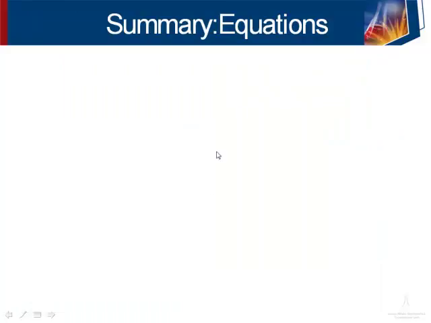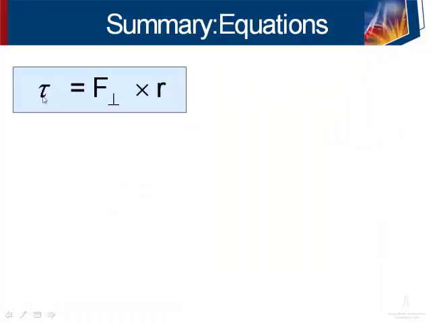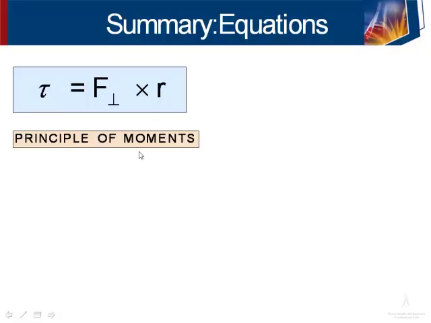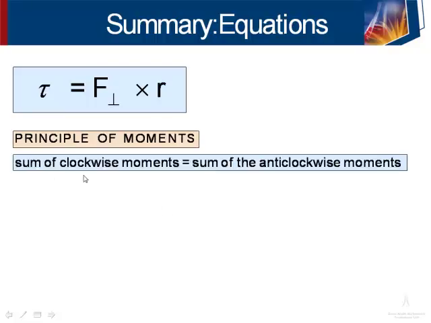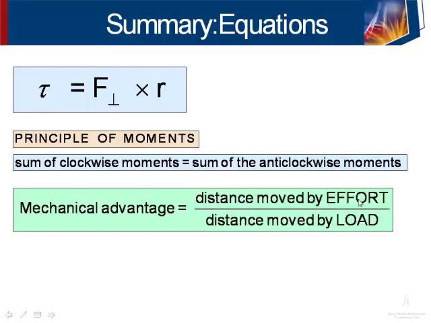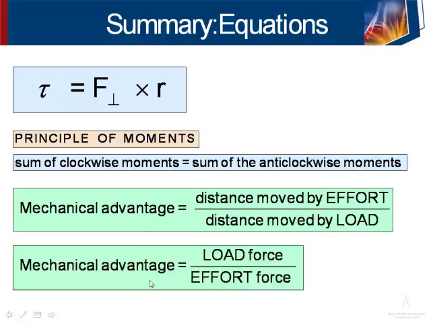A summary of the equations used in this section. First of all, torque or moment equals the perpendicular force applied times the distance from the pivot or fulcrum. The principle of moments, that the sum of the clockwise moments equals the sum of the anti-clockwise moments. A definition of mechanical advantage, which equals the distance moved by the effort divided by the distance moved by the load, or you could also use the load force divided by the effort force.